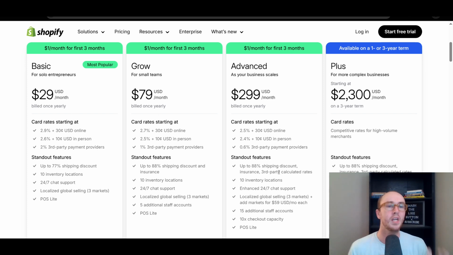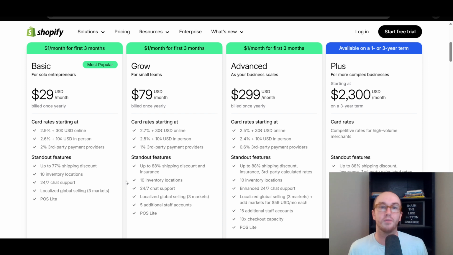For most average people, if you can do the math and you save a little bit on the card rates, or if you need the additional staff accounts, that's really the only reason, in my opinion, to go from basic, grow, and advanced. Because at the end of the day, besides these couple of standout features, there's really not a whole lot of a difference between the basic, grow, and advanced.